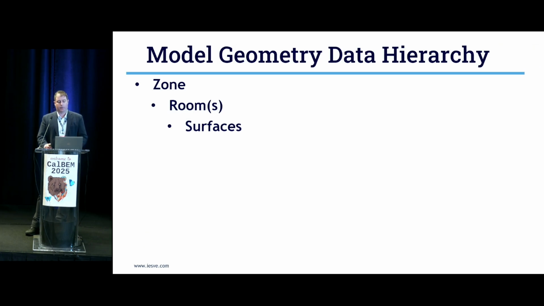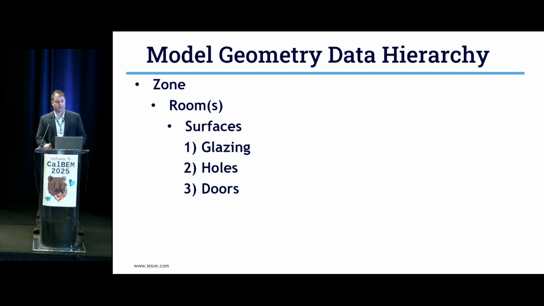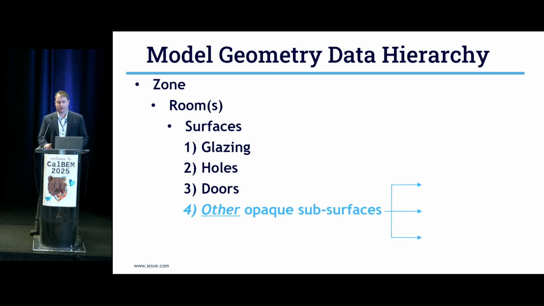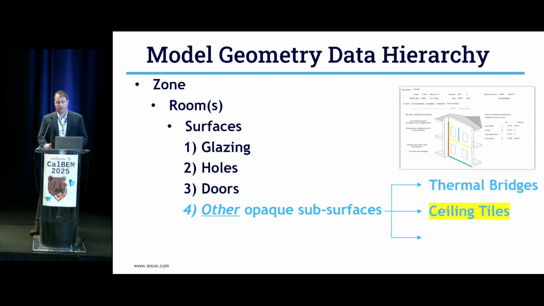How that relates to the 3D model: if I pull up the data hierarchy, we'll start off with a zone that might be a grandparent, then a room might be a child, and we'll have surfaces as a grandchild. Belonging to the surfaces, you might have things like walls or glazing, holes, doors, and so forth. Introducing a fourth one would be an other opaque surface type. That could be used for things like thermal bridging, ceiling tiles, which is what I'm discussing today, and or radiant panels in the future.